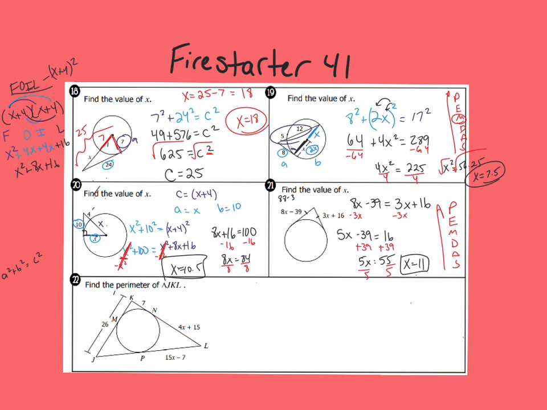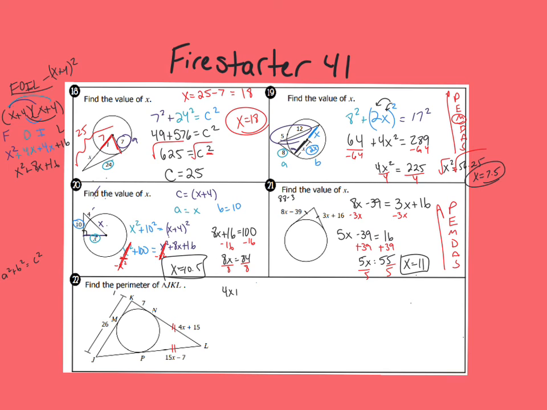All right. Now, 22. They want to find the perimeter. That means I need to have this whole thing, this whole thing, and this whole thing. And you have all three of those. I'm going to add them together. Good news is, I know that 4x plus 15 right here is congruent to 15x minus 7. So that's the first thing I'm going to do. I'm going to find x.